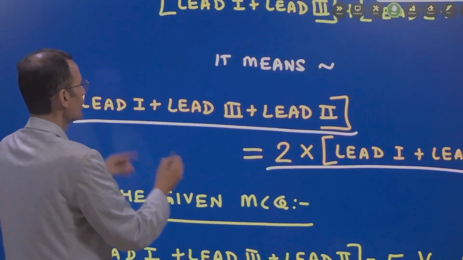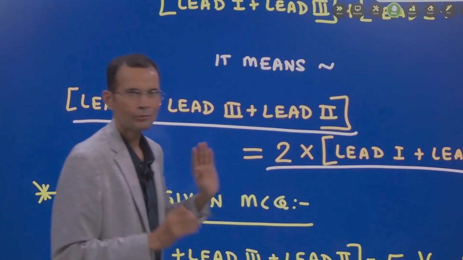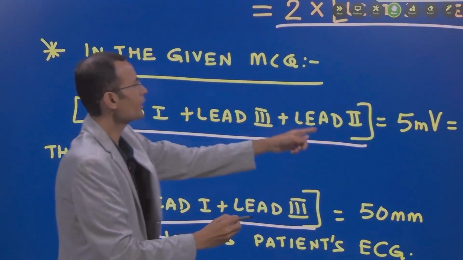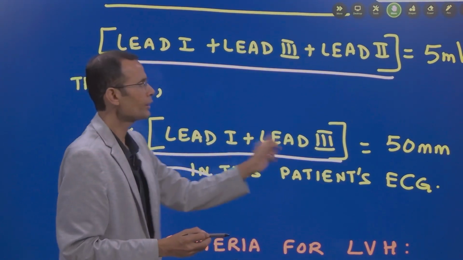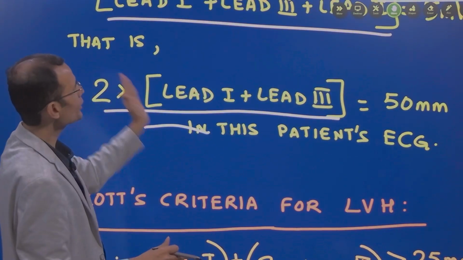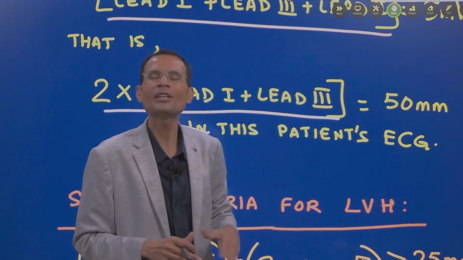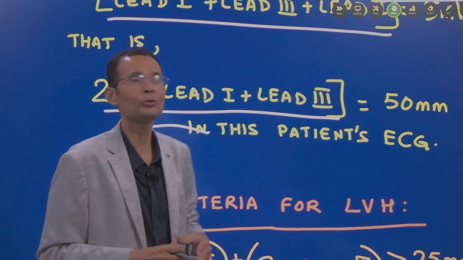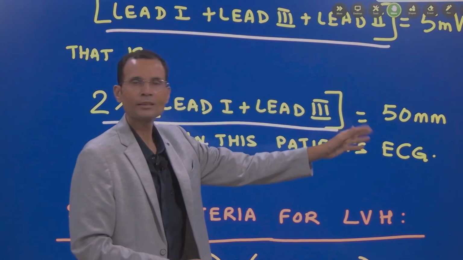Look, 1 plus 3 plus 2 is equal to 2 into 1 plus 3. Correct? So therefore, if 1 plus 3 plus 2 is equal to 50 millimeters, it will be same as 2 into 1 plus 3 is equal to 50 millimeters. So note this point, 2 into lead 1 plus lead 3 is equal to 50 millimeters. I know it's complicated, but that's how life is. Sometimes you get very tough MCQs. Now in this patient's ECG, 2 into lead 1 plus lead 3 is equal to 50 millimeters.